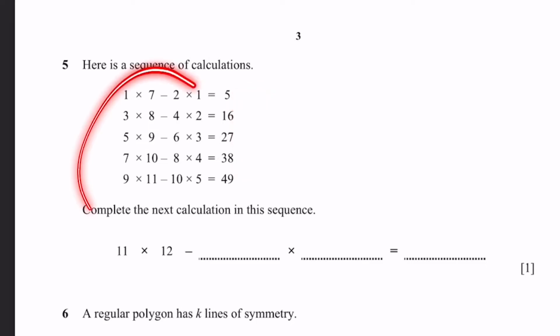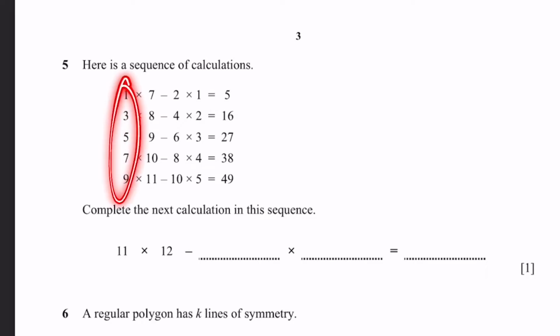And what about the calculation numbers? It goes 1, 3, 5, 7, 9. So these are odd numbers. These are consecutive numbers. 7, 8, 9, 10, 11. So next is 12. And of course here, next is 11.